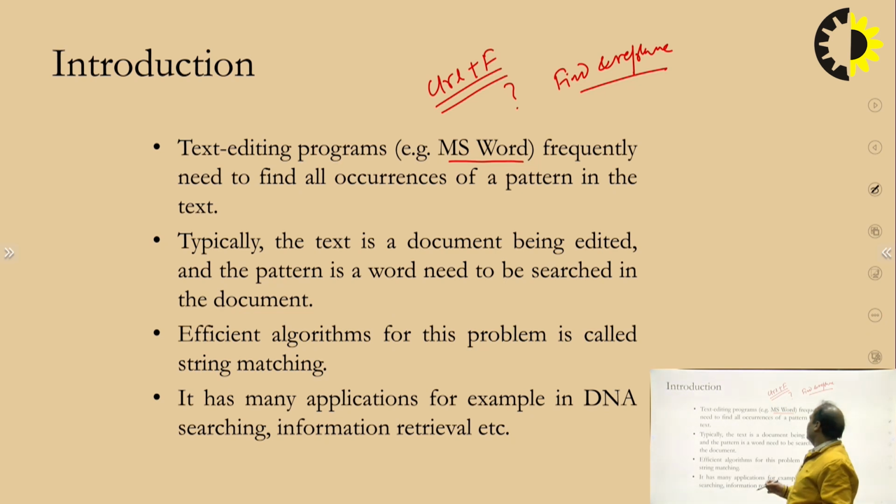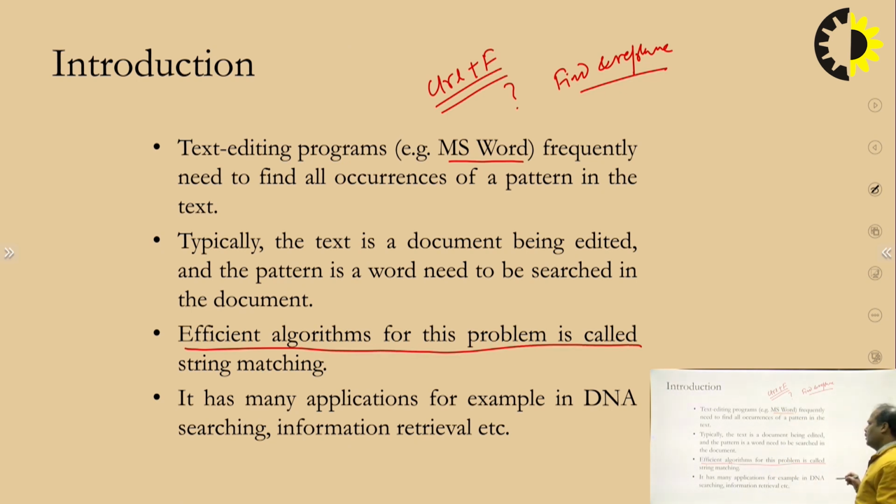So what is happening here? Typically the text is a document being edited and the pattern is a word to be searched in the document. It's a very classical algorithm and has been around since the beginning of computers. There are many efficient algorithms for this problem, but still research is going on to improve the efficiency.